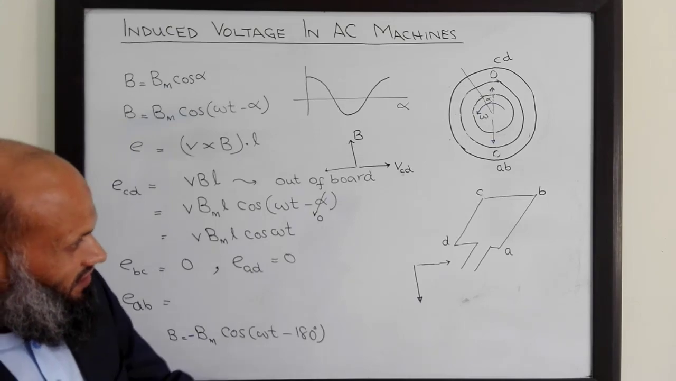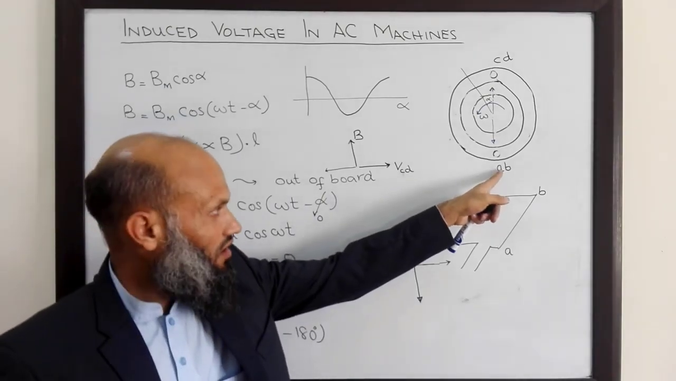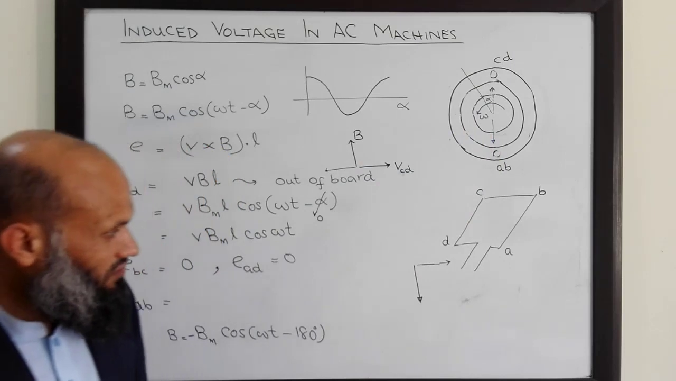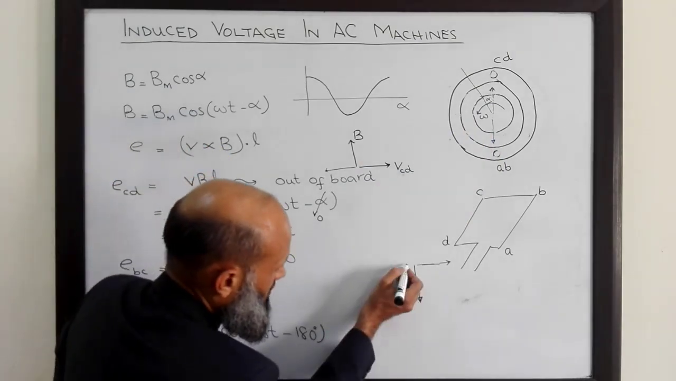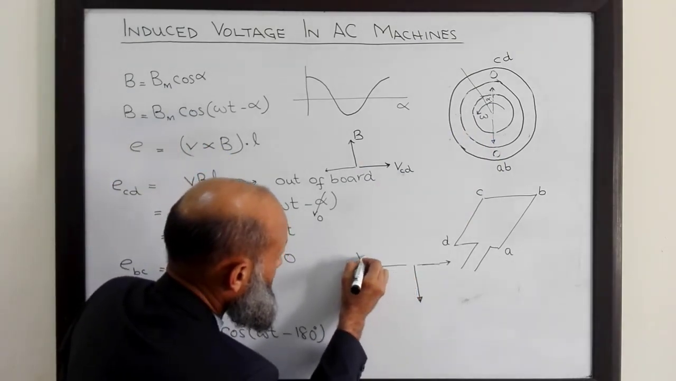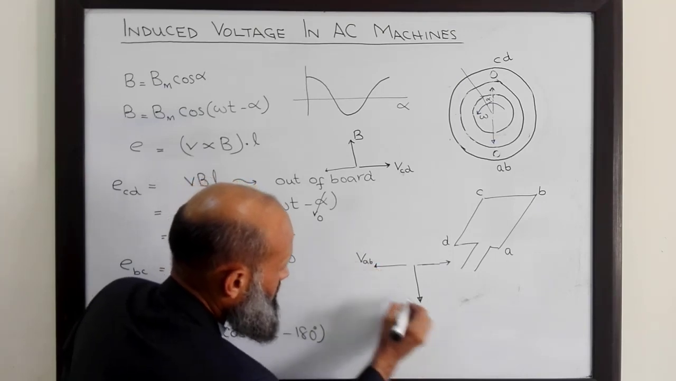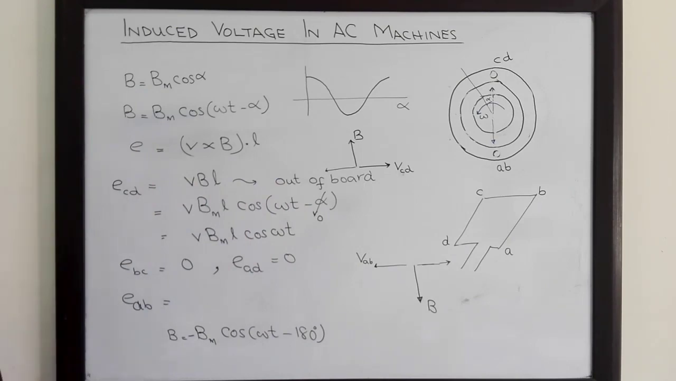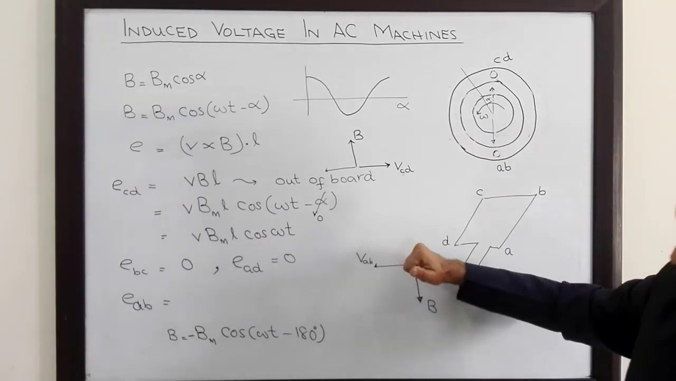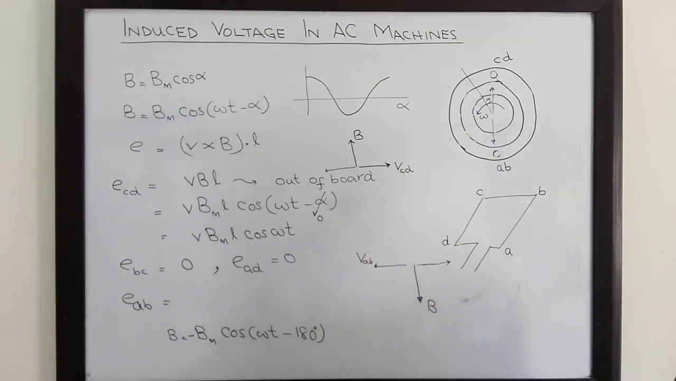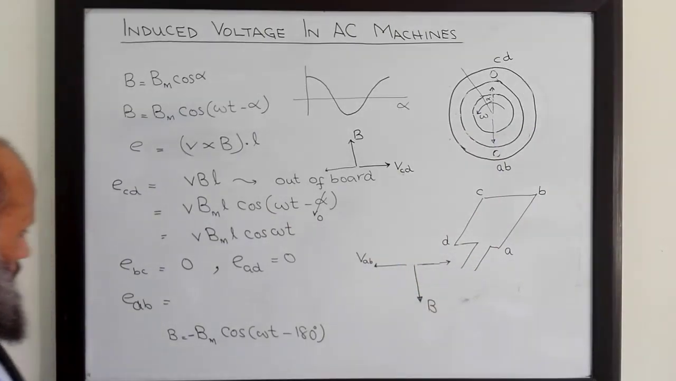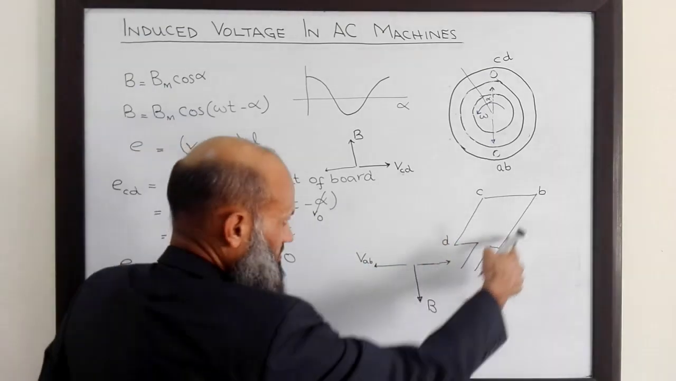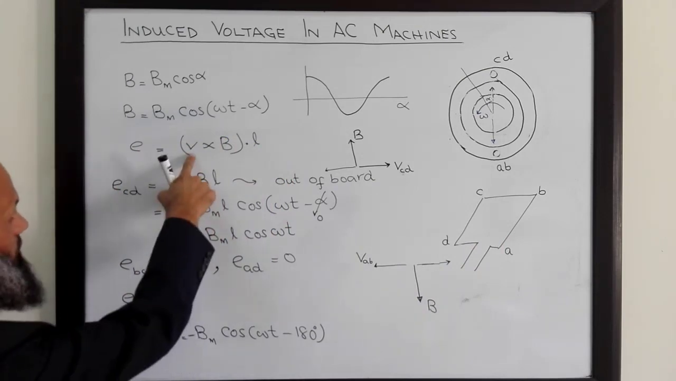And what is the direction of velocity of this conductor relative to this magnetic field? That must be opposite to this direction. That is, this is the velocity of conductor AB and this is B. Hence, the direction of induced voltage again can be determined by the right hand rule, that is out of the surface of the board. So therefore this voltage induced in this segment is V cross B.